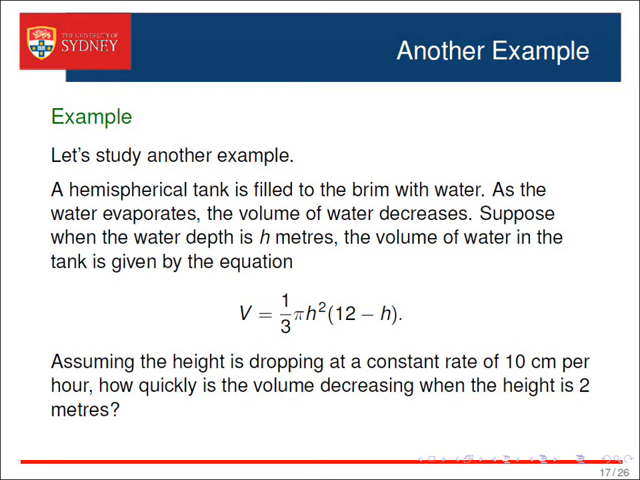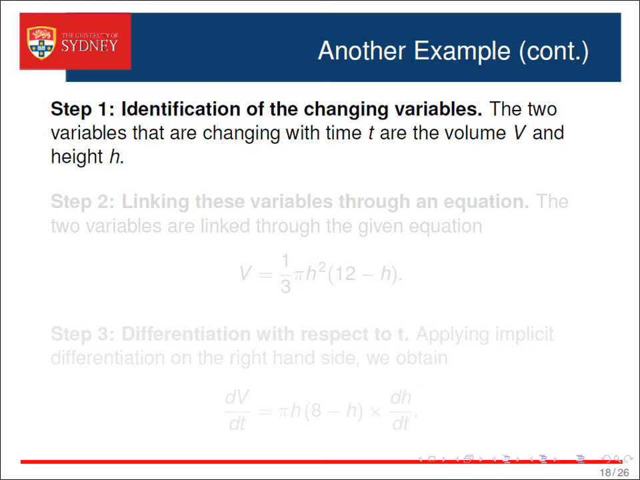The question is, assuming the height is dropping at a constant rate of 10 centimeters per hour, how quickly will the volume be decreasing when the height is precisely at 2 meters? Using our 4-step framework, we first identify the changing variables with respect to time, which are volume and height. Let us denote these V and h respectively.